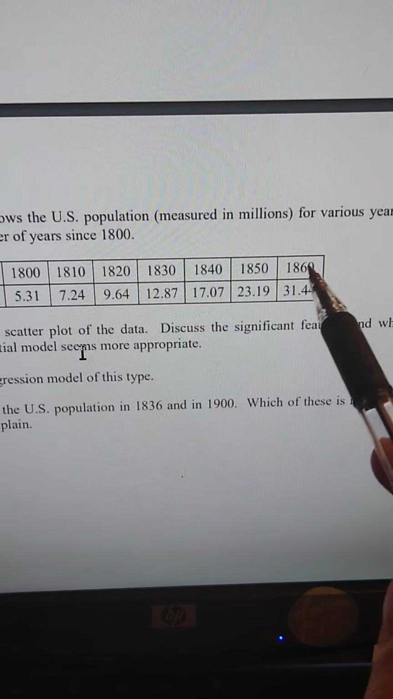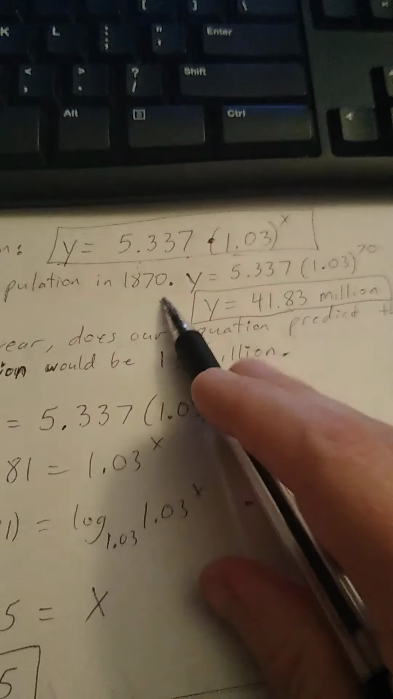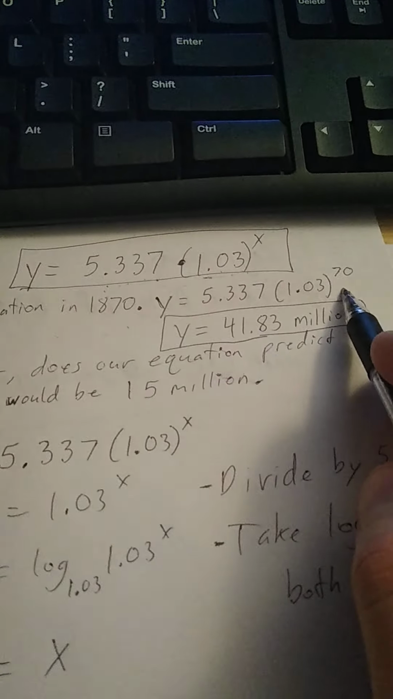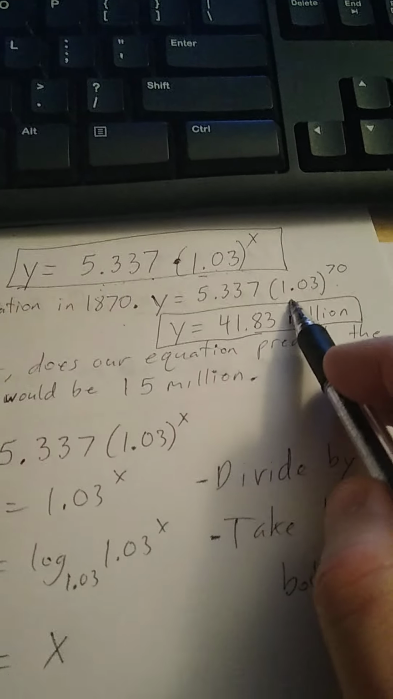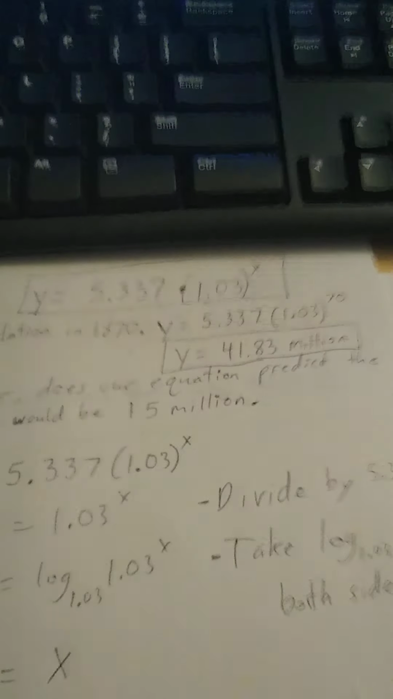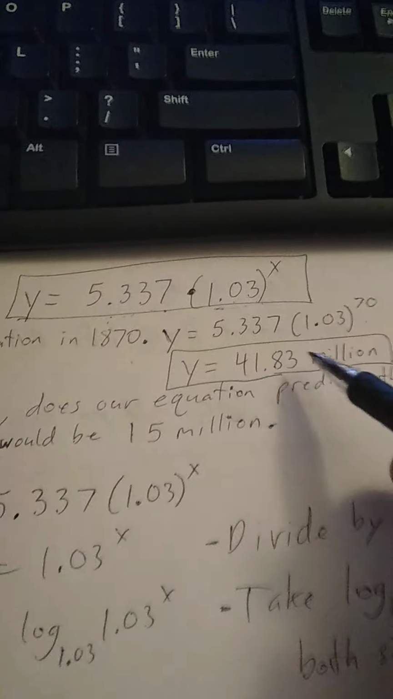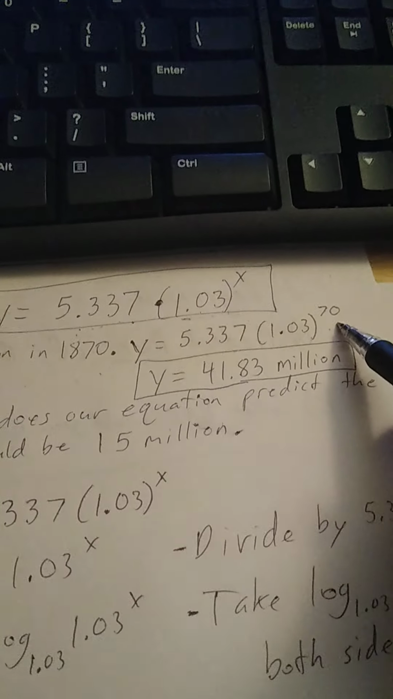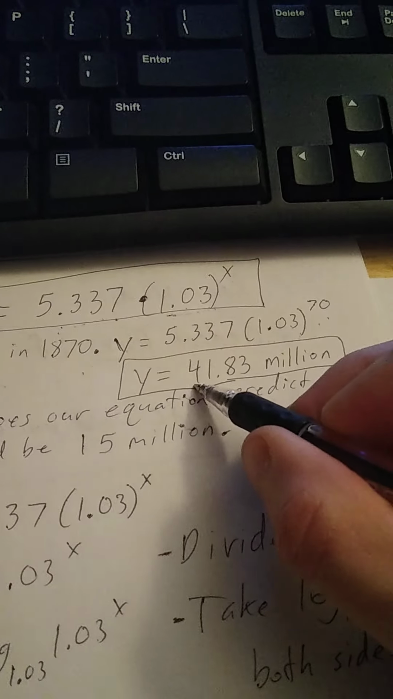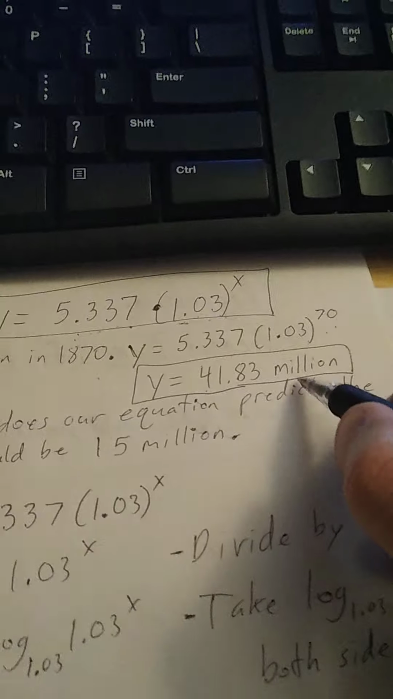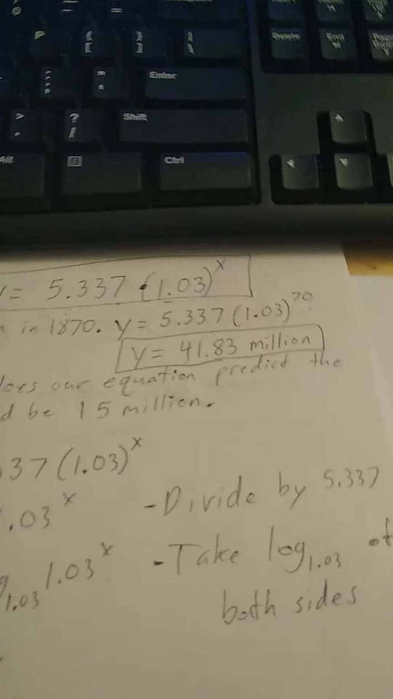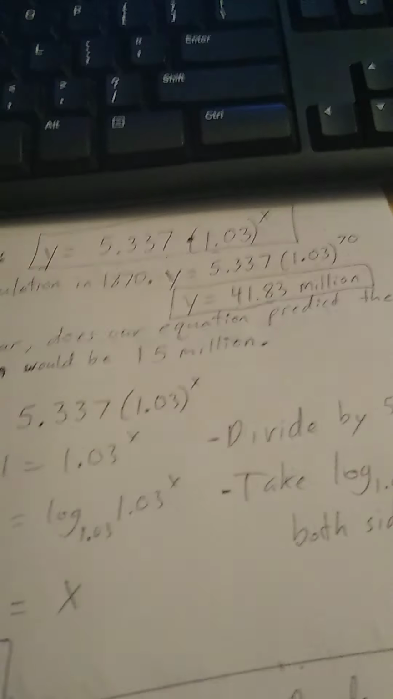And so this would be 60, 50. So if I'm doing 1870, that means I'm going to plug 70 in for X. And I'll just plug this right in. You can use run matrix, or you can copy it into the table like we did yesterday. When I run this calculation to the 70th power, I get 41.83 million. So in 1870, that's what I would predict the population of the United States to be.